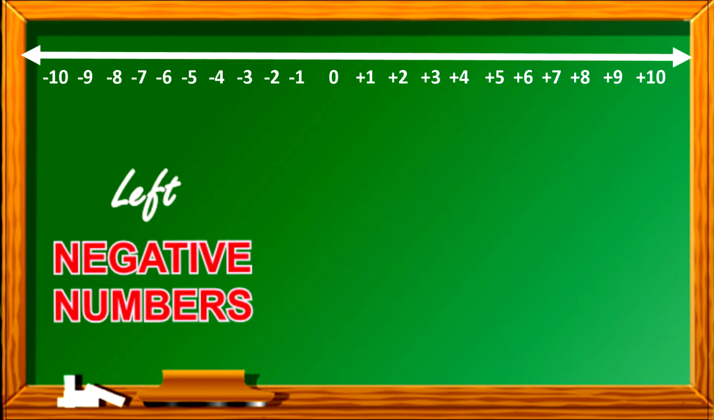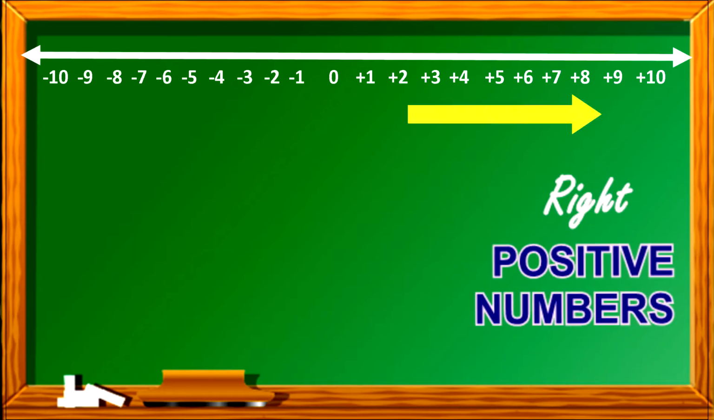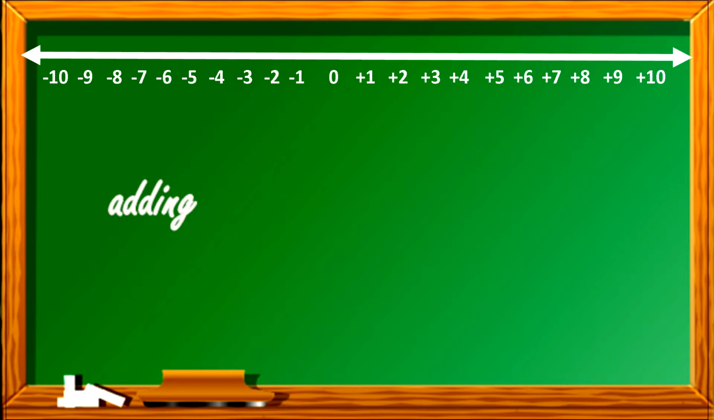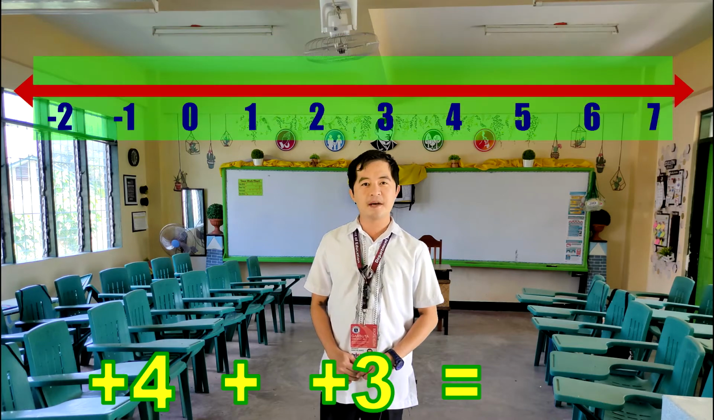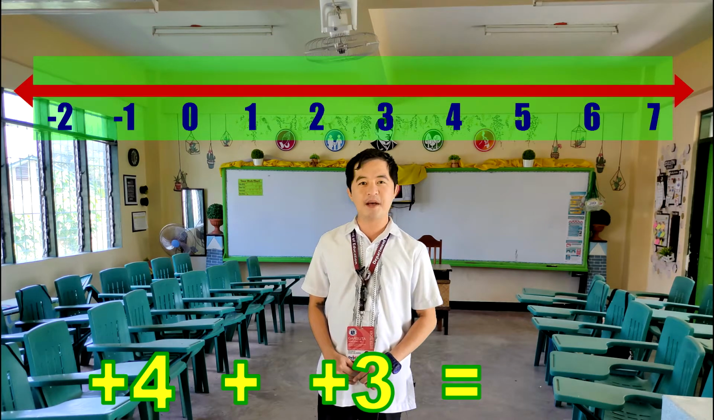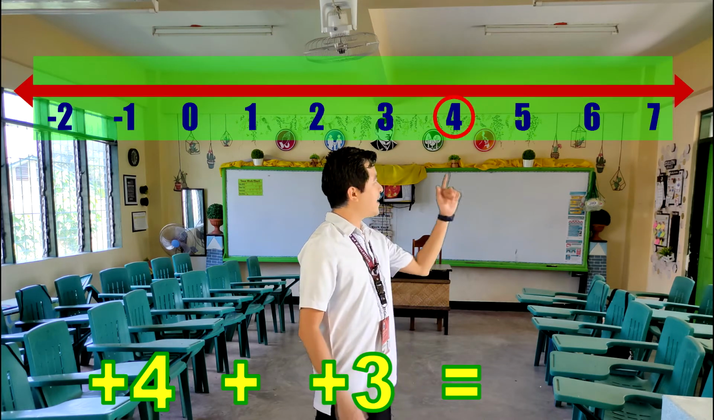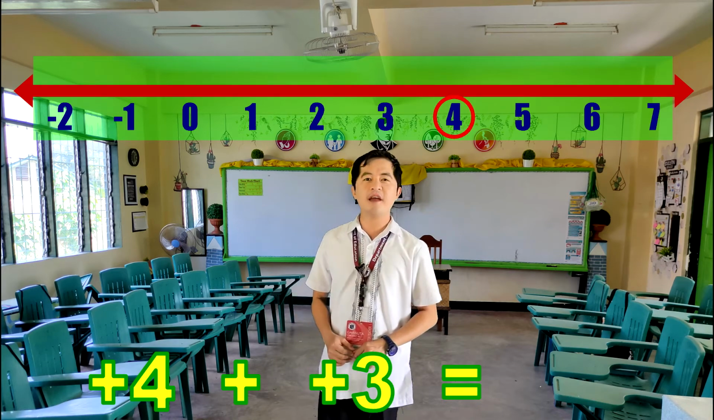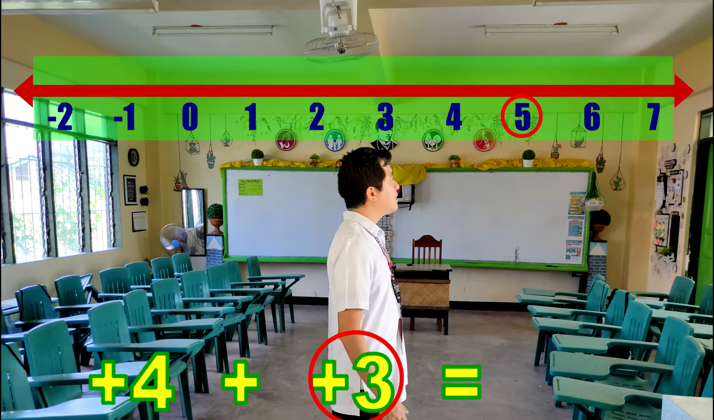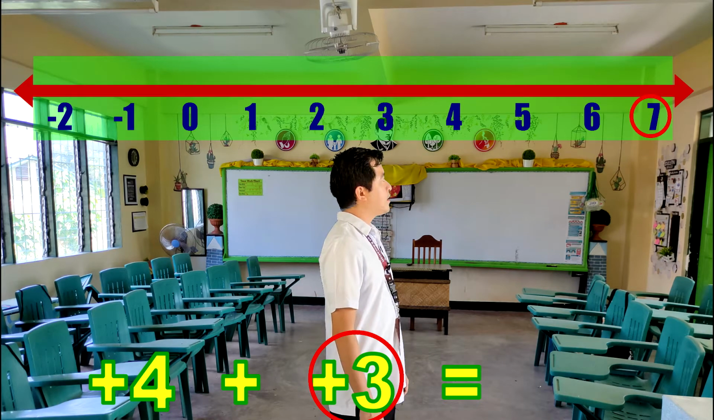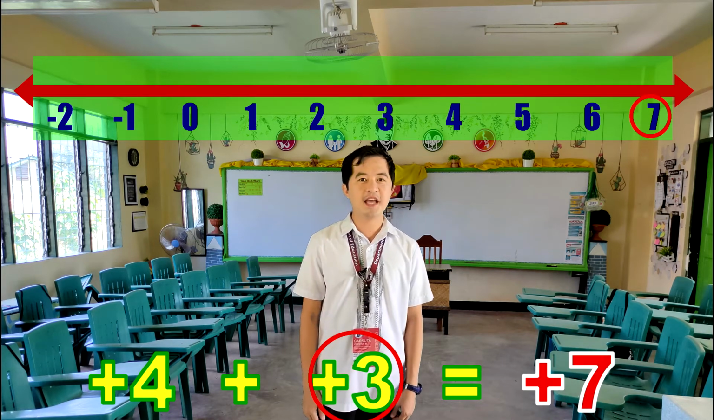So we get negative numbers at the left and the positive numbers to the right. And adding a positive number, move to the right. The first one is positive 4 plus positive 3. Look for positive 4. Here it is. And since you are adding a positive number, move to the right. 1, 2, 3. We stop at 7, so the answer is 7.